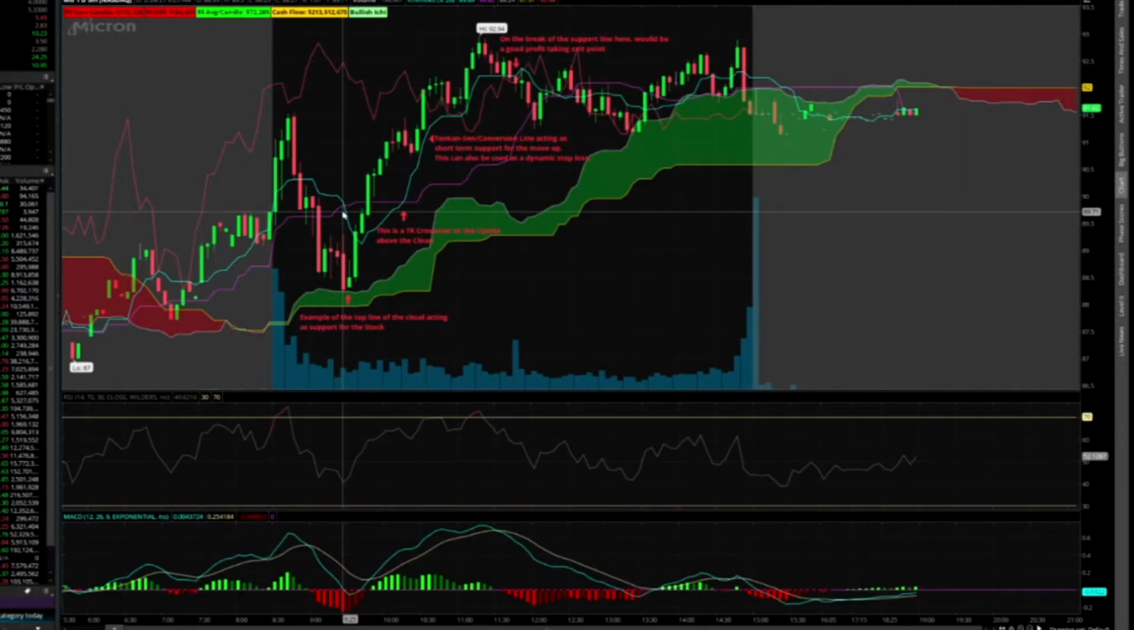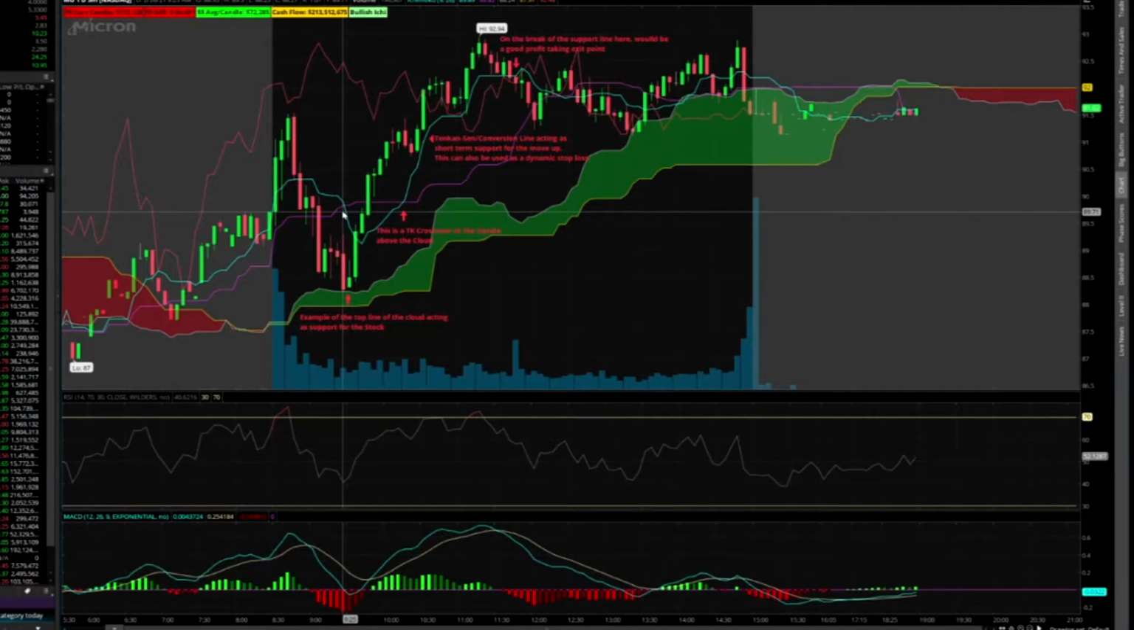So the traditional guidelines of when you should take a TK crossover buy or sell signal is based on where the TK crossover happens on the chart. So if a TK crossover to the upside happens above the cloud, it's considered a strong buy signal. If the TK crossover to the upside happens below the cloud, it's considered to be a weak buy signal. If a TK crossover to the upside happens inside the cloud, it's a neutral buy signal.